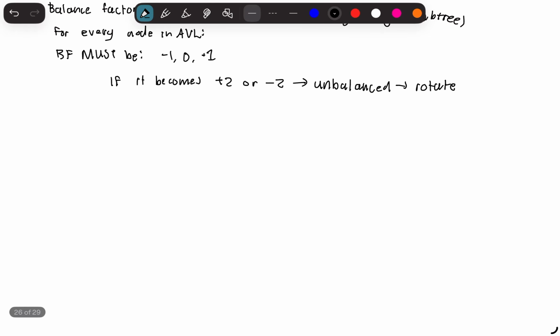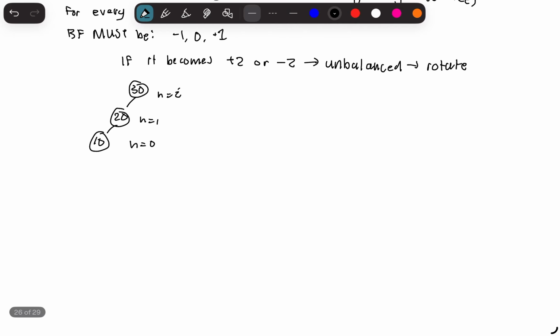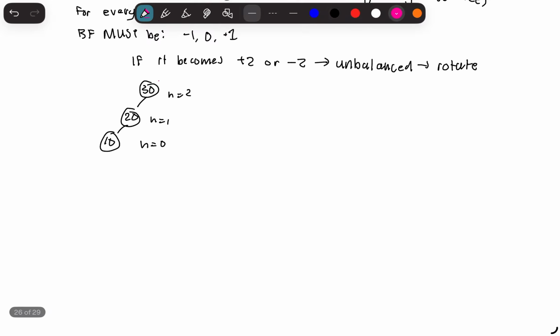So let's say we have 30, 20, 10. The heights of these are going to be height of 0, height of 1, height of 2. Then we're going to calculate the balance factor here. We're going to look at the left height and the right height. So it's going to be 1 minus -1, which is equal to 2. So this is bad. This is unbalanced.